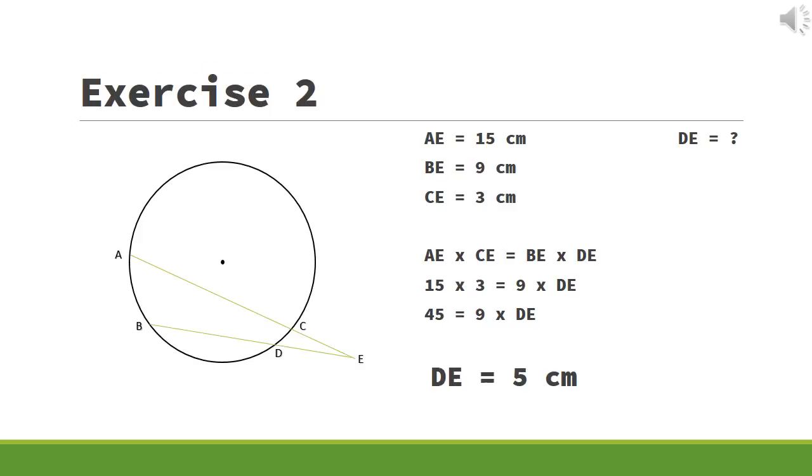AE times CE is equal to BE times DE. Substituting values, 15 times 3 is equal to 9 times the measure of DE. Hence, 45 is equal to 9 times the measure of DE. Dividing both sides by 9, we get that the measure of DE is 5 centimeters.